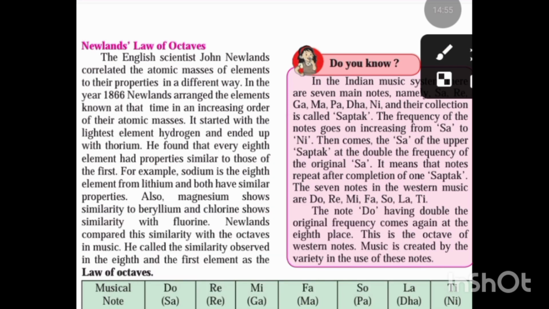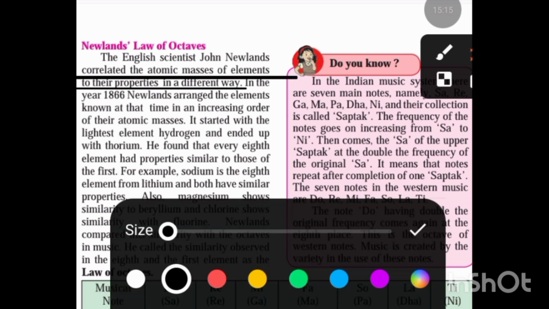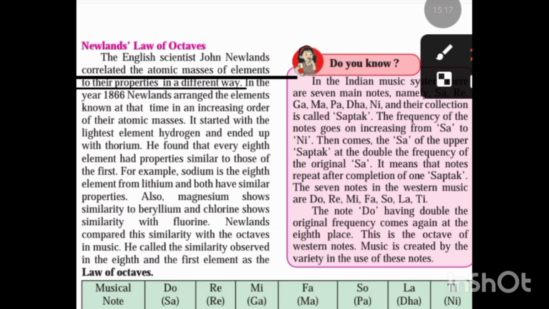So he tried to correlate the atomic masses of the elements with their properties in different ways. That's the important statement. I'm underlining it. In which year did he give this classification? In 1866 he gave this classification.